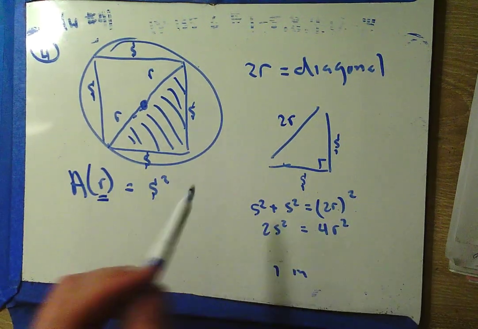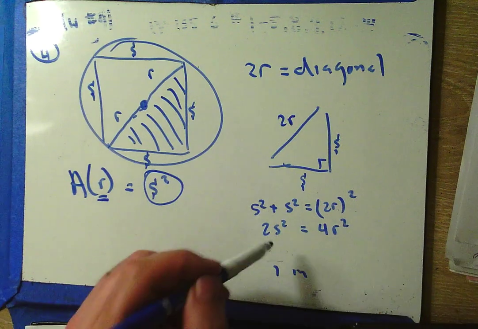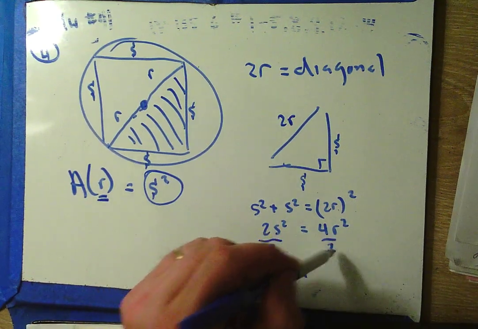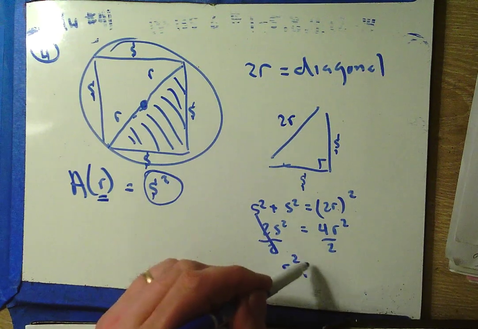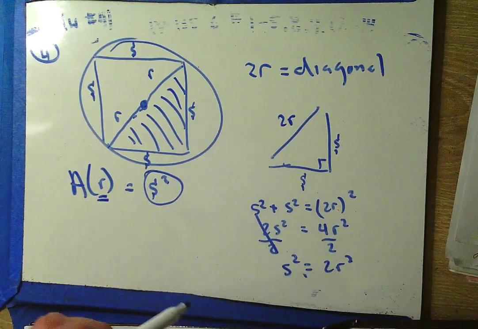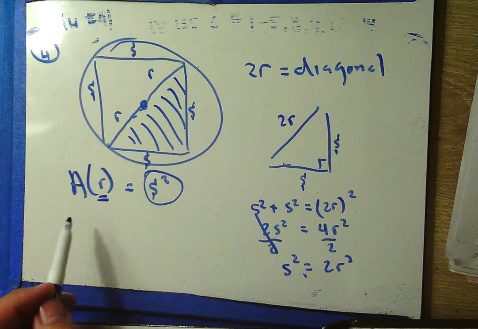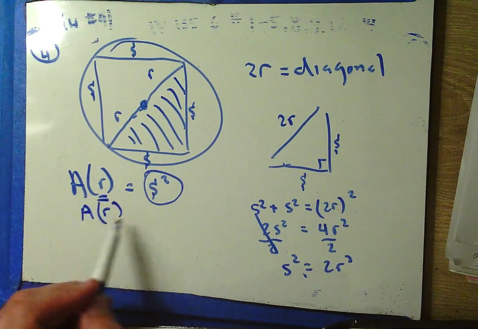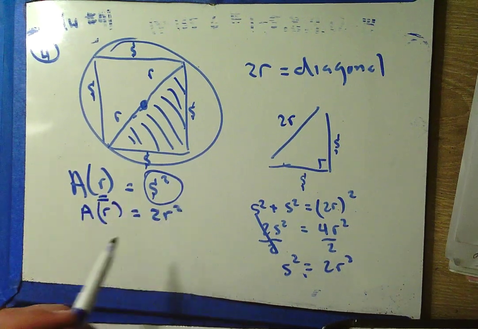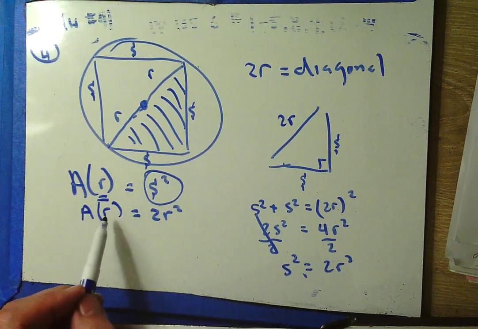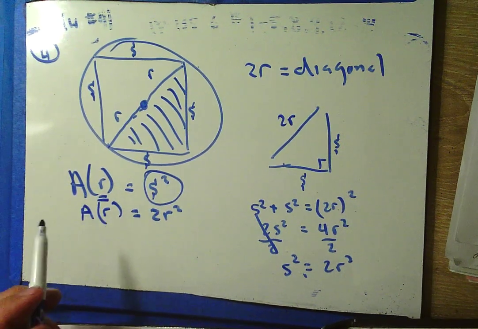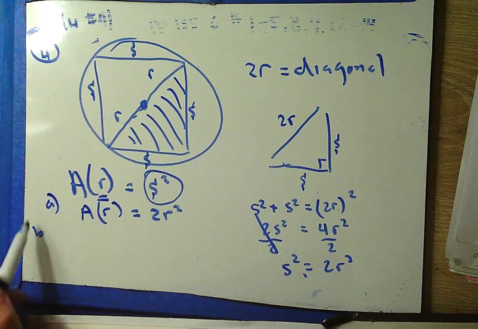What is it that I want to do? I want to get rid of s squared. So I'm going to solve my helping equation for s squared, and I see that s squared equals 2r squared. So I replace this with 2r squared. Now I have the area of the square as a function of the radius of the circle. There's part A.